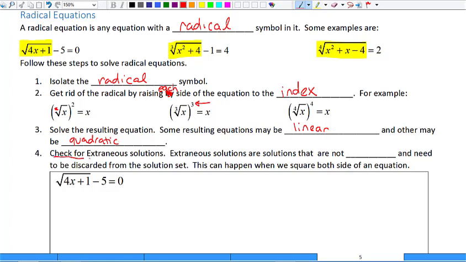Step 4 is not an optional step. It says you must check for extraneous solutions. Most of the things that we've done in the past have been optional checks. This is not an optional check whatsoever. An extraneous solution is a solution that is not valid, and it needs to be discarded from the solution set. This often happens when we square both sides of an equation, which is what we're going to be doing a lot today, in step 2. So you have to check your work. If there was a shortcut to this, I would show it to you. There isn't. You just have to work out both sides.